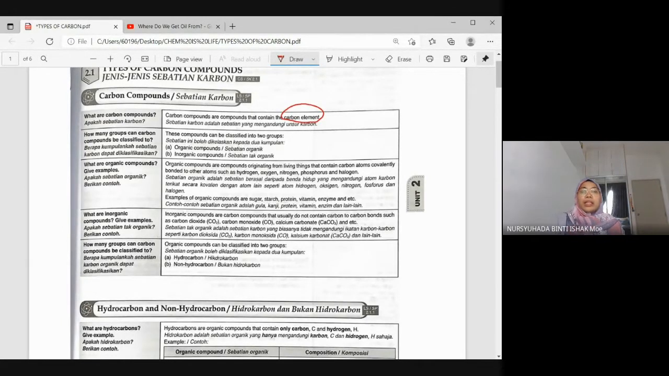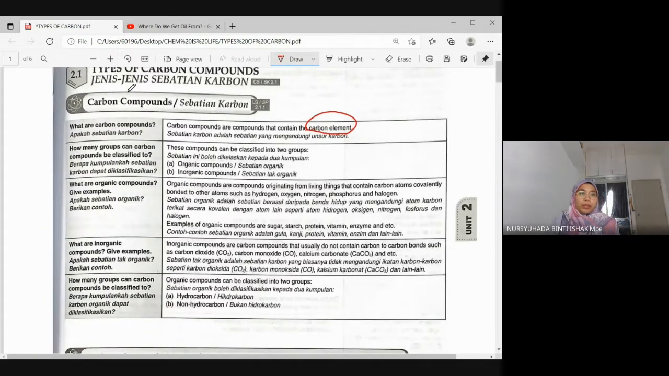Mana-mana compound yang ada carbon dalam dia, so kita panggil dia sebagai carbon compound. So, how many groups can carbon compounds be classified into? Okay, kita boleh classify dia antara organic and inorganic. So now kita tengok, what is organic carbon compound? Organic carbon compounds are compounds originating from living things. So we get this one from living things. Contohnya animals or plants that contain carbon atoms covalently bonded.